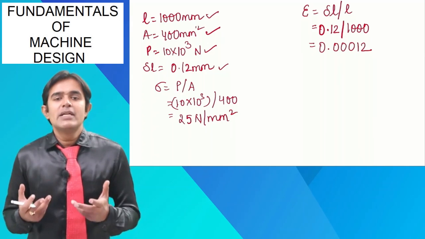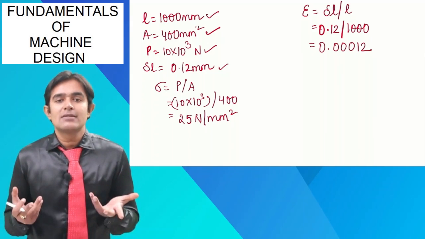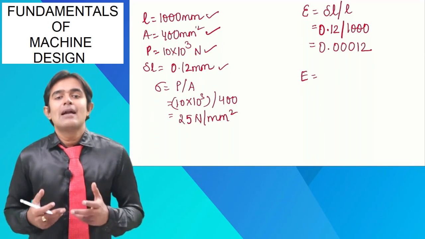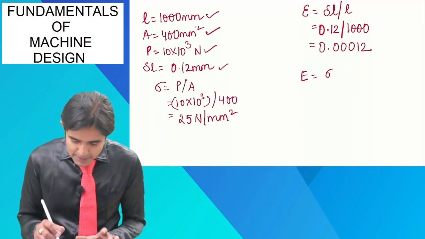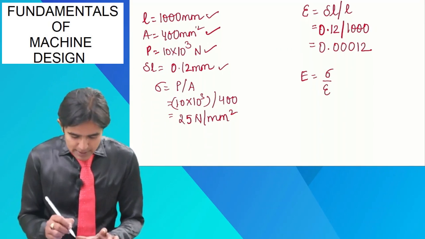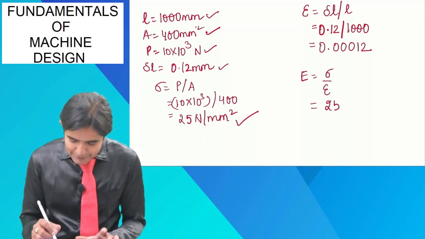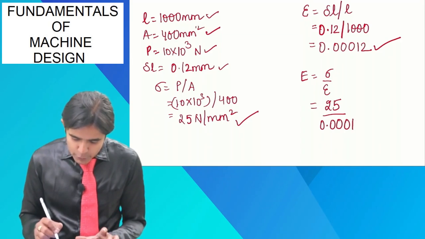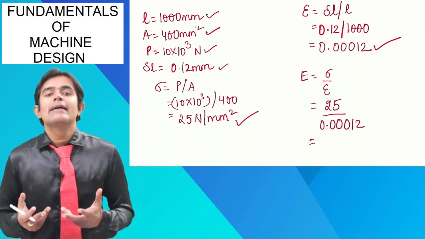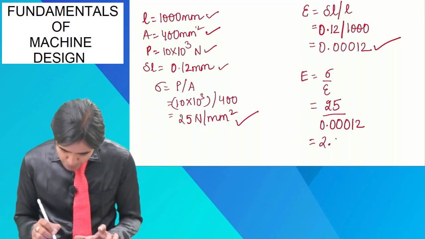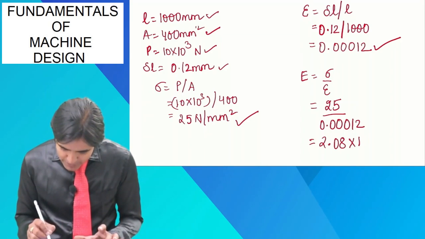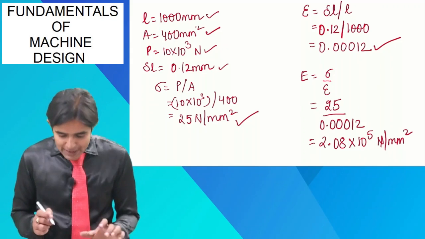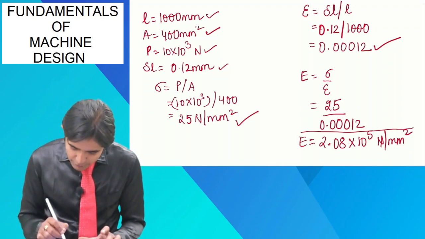Now the ultimate thing which I have to find out is modulus of elasticity, and in the previous slide we have already discussed that modulus of elasticity is stress upon strain. Stress I have found out, which is 25. Strain I have found out, which is 0.00012. If I do the proper calculation, then the value turns out to be 2.08 into 10 raised to 5 Newton per mm square. So finally, I had to find out modulus of elasticity.